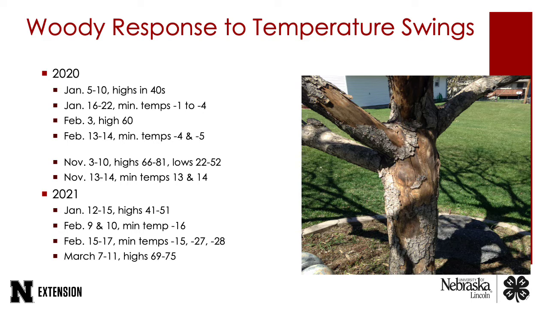But then in mid-November, the 13th to the 14th, we suddenly had minimum nighttime temperatures in the teens, of 13 and 14. So plants were not fully hardened off yet at this point, and were not ready to tolerate those cold temperatures. And this is a situation where we frequently then will have plant damage that will start to manifest itself the following spring. Similarly in 2021, January 12th to the 15th, we had highs of 41 to 51.